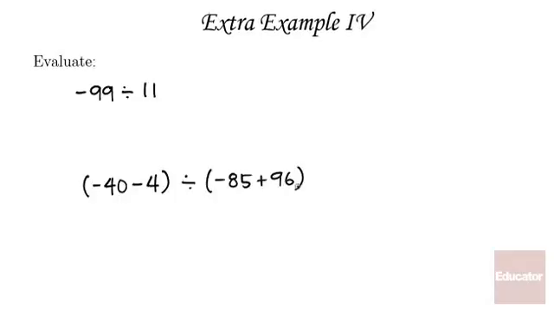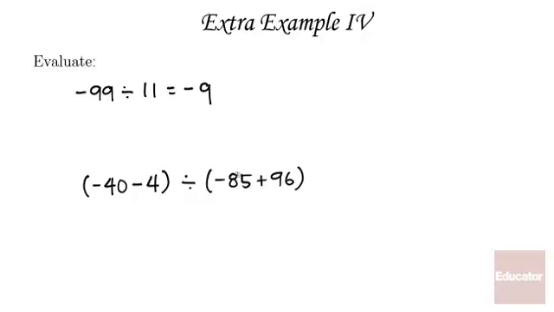Okay, the next couple of examples, -99 divided by 11. Again, we have one negative, right? So if I have one negative here, then that's going to make my answer a negative. And then 99 divided by 11 is 9. So -99 divided by 11 is -9.